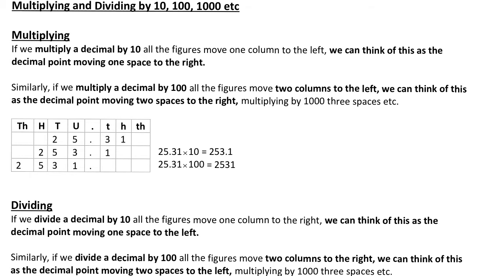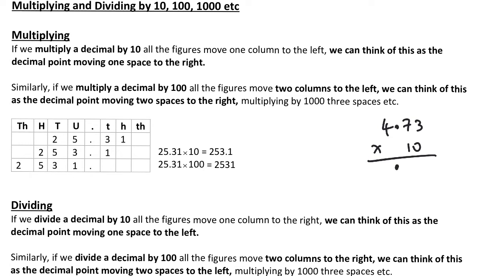Multiplying and dividing by 10, 100 and 1,000, etc. If we multiply a decimal by 10, all the figures move one column to the left. So we could do a quick example to show that. If we had 4.73 times 10, let's put our decimal point in place.